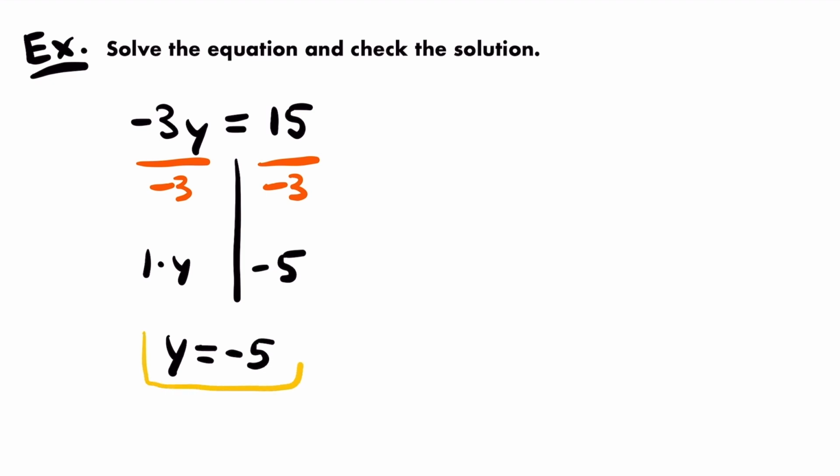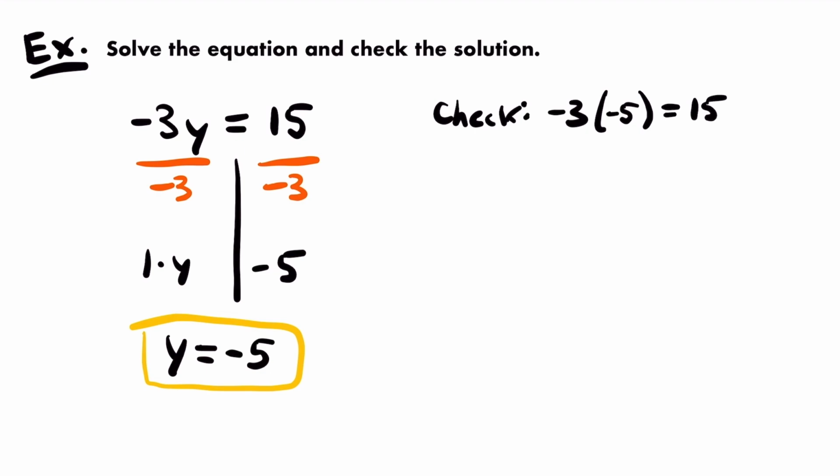That is the solution that we found. But now let's check it. Let's check to see if y equals -5 really is the solution to this equation. Let's plug -5 in for y and see if we get a true statement. So we're going to check our work and have -3 times y, which we are now saying is -5, and that should be equal to 15.